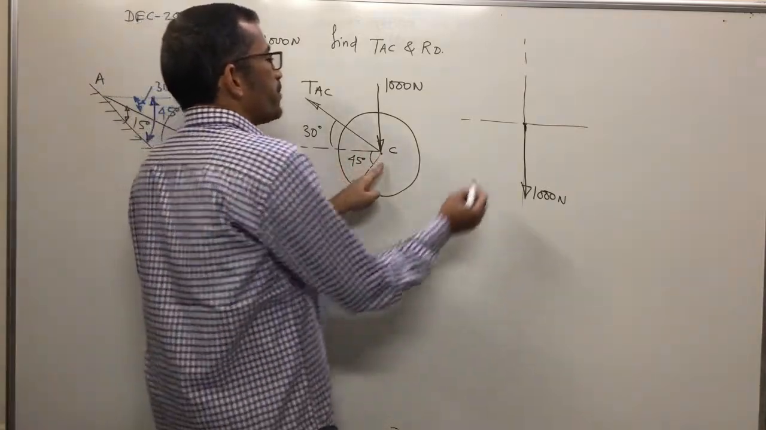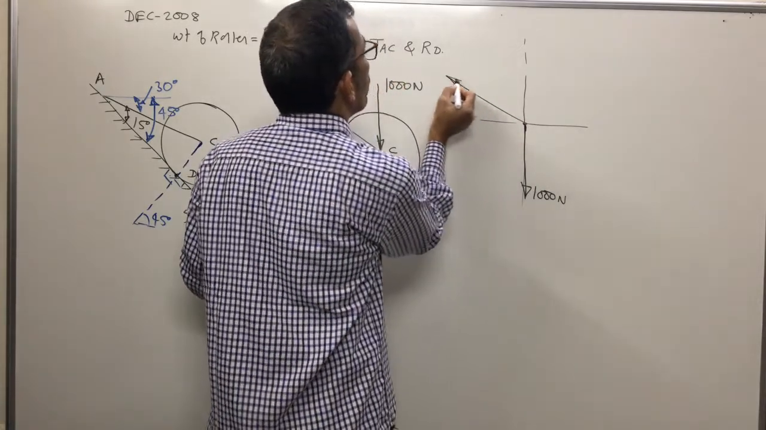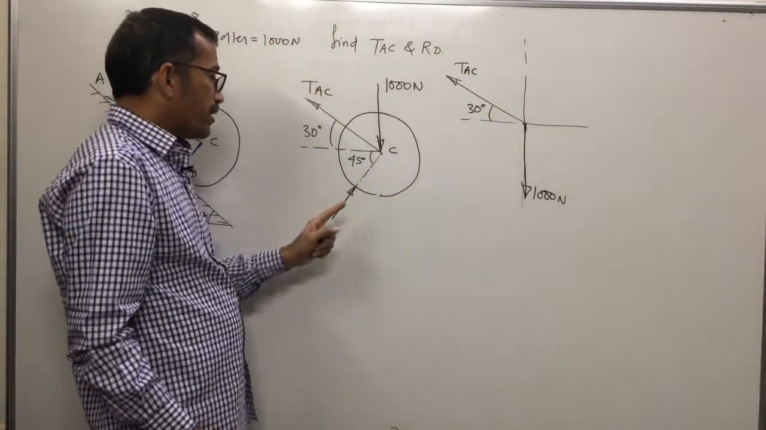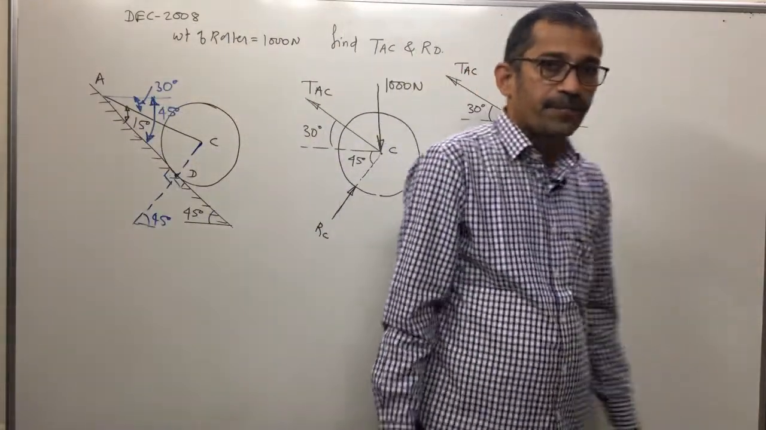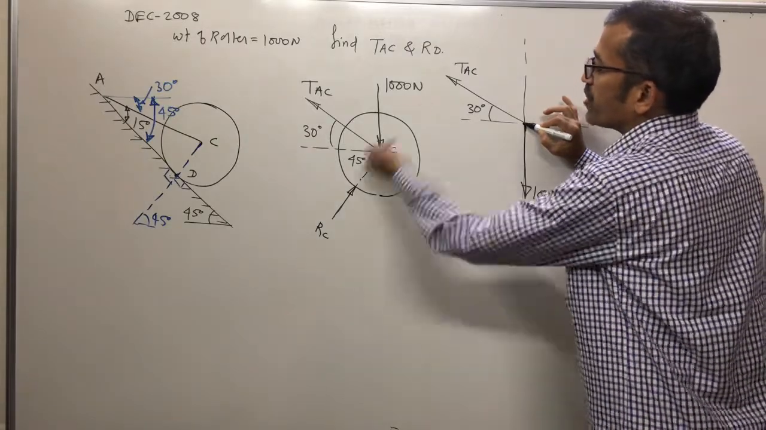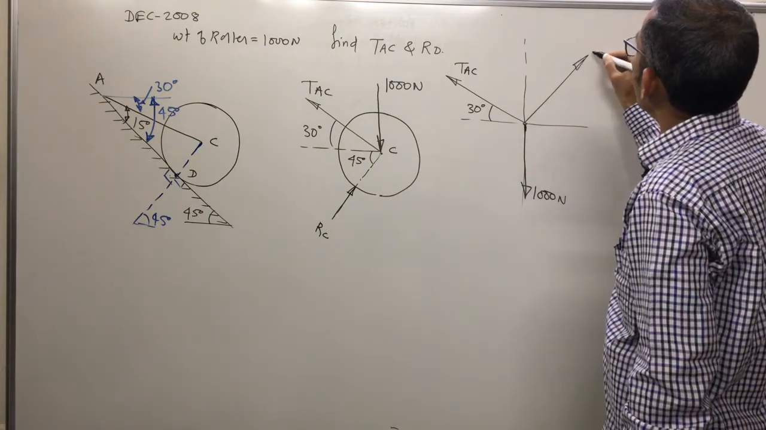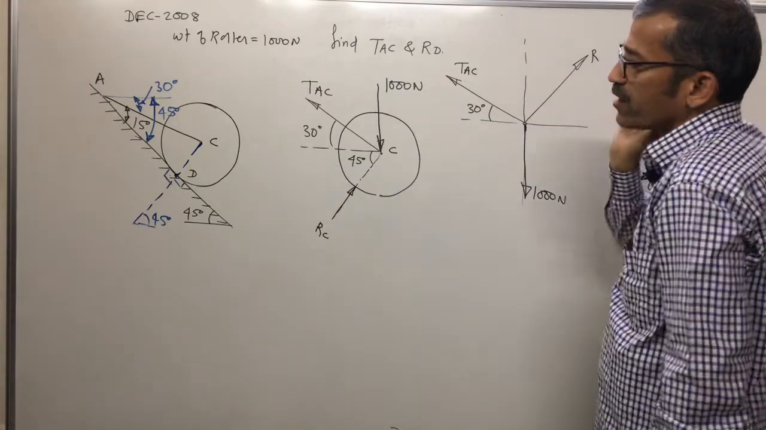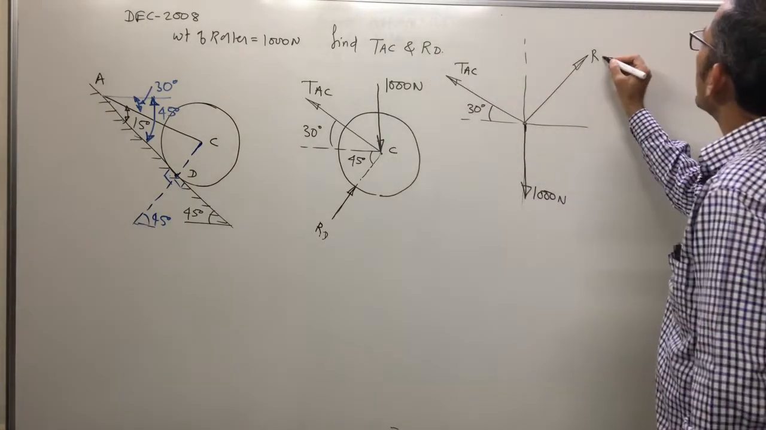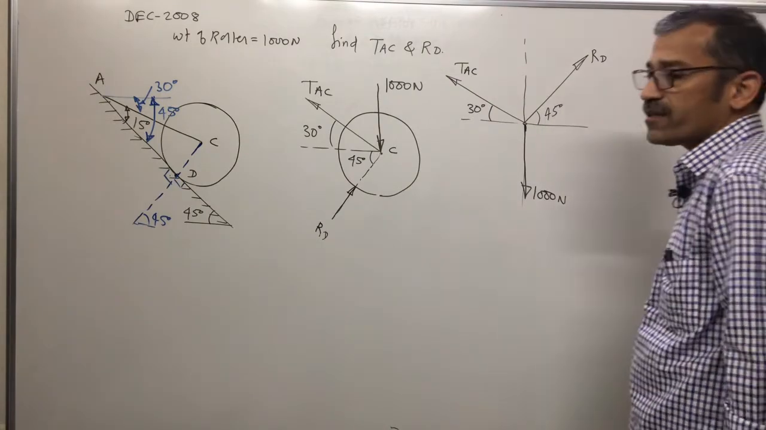Again, TAC from this point will start in which direction? In this quadrant, inclined at what angle? 30 degrees. Correct. Again, RC. How will we represent RC here? Start from this point and move in the direction of force. We get this RC in the first quadrant, with inclination with horizontal 45. This point is D, so this reaction must be RD. What is the inclination with horizontal? 45. That means now the nature of all forces is the same.